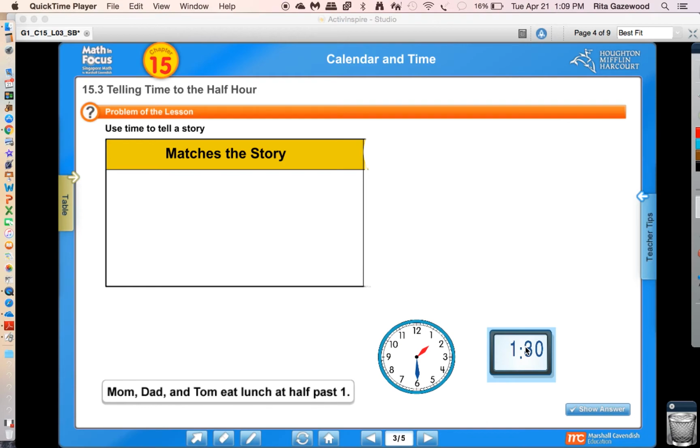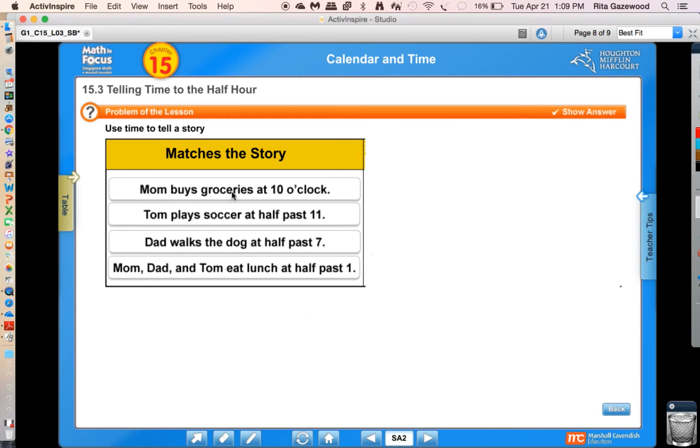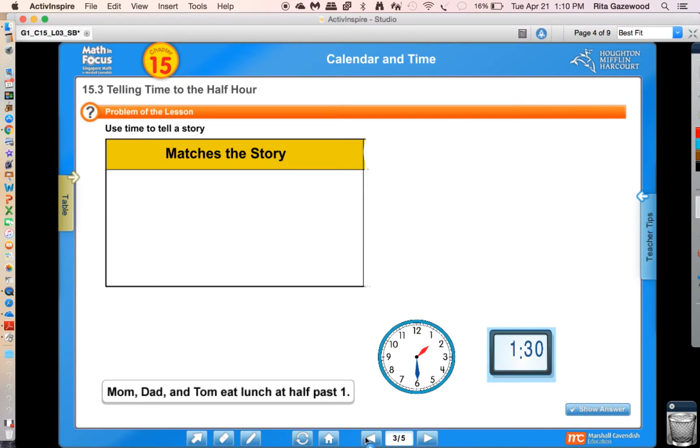Now what I'm going to do is I'm going to give you a story. Your job will be to model it on your paper clock, and then I'm going to show you it on a digital version of your paper clock so you can check your work. So let's go to the first story. Mom buys groceries at 10 o'clock. So what I want you to do is I want you to show me 10 o'clock on your digital clock.